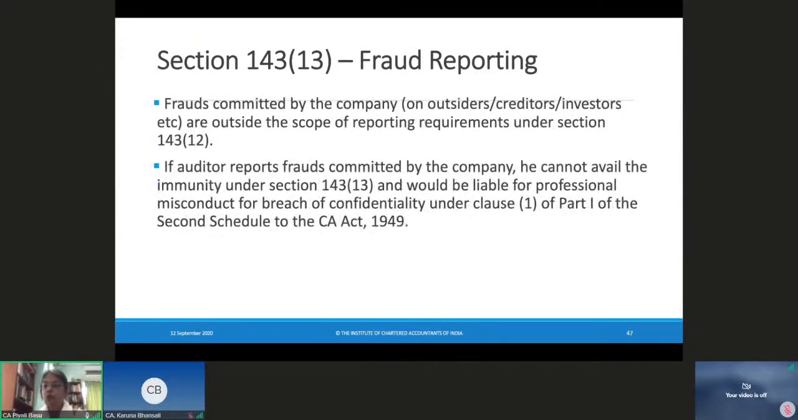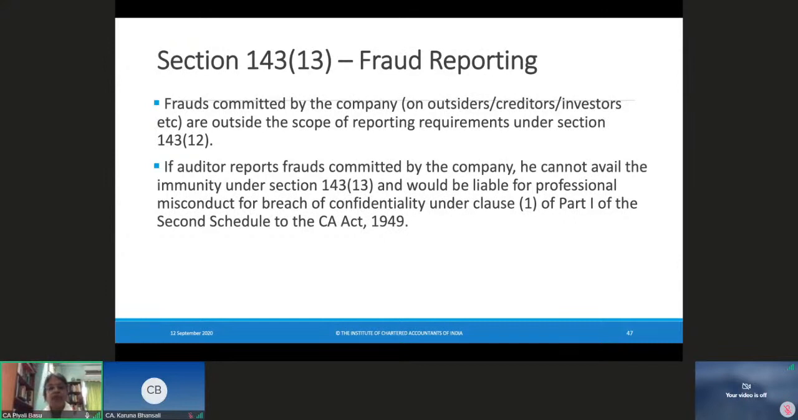We don't have to report fraud committed by the company on outsiders, creditors, investors, and this is outside the scope of reporting under section 143 subsection 12. Okay, if the company perpetrated some fraud on outsiders, investors, under 143(12) it doesn't have to be reported. Be very clear about this section. Under this section, it doesn't have to be reported.